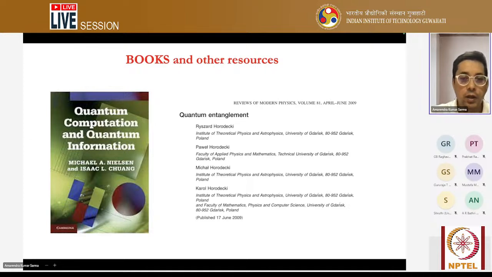By the way, you remember the Horodecki, Peres-Horodecki criterion, if I have talked about that, or if you have already come across it. But that is not that Horodecki. This Horodecki family has written an extremely nice review article on quantum entanglement. Maybe you will be able to get a free copy of this review article on Google also. If you search for it, it should be there somewhere. You can look at it.